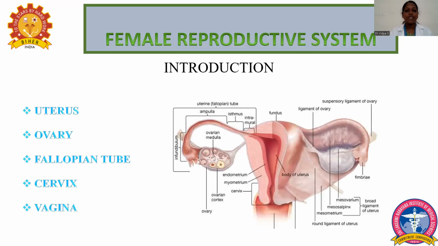So first of all, we're going to discuss the introduction of the female reproductive system. The female reproductive system consists of the viscera called the uterus. It is a childbearing organ which is present in the pelvic cavity. And it has a paired ovary, which we call the female gonads. And it has a paired fallopian tube, otherwise called the uterine tube, which passes the oviduct from the ovary to the uterus. And it has a cervix and the vagina, the passage for the female reproductive tract.